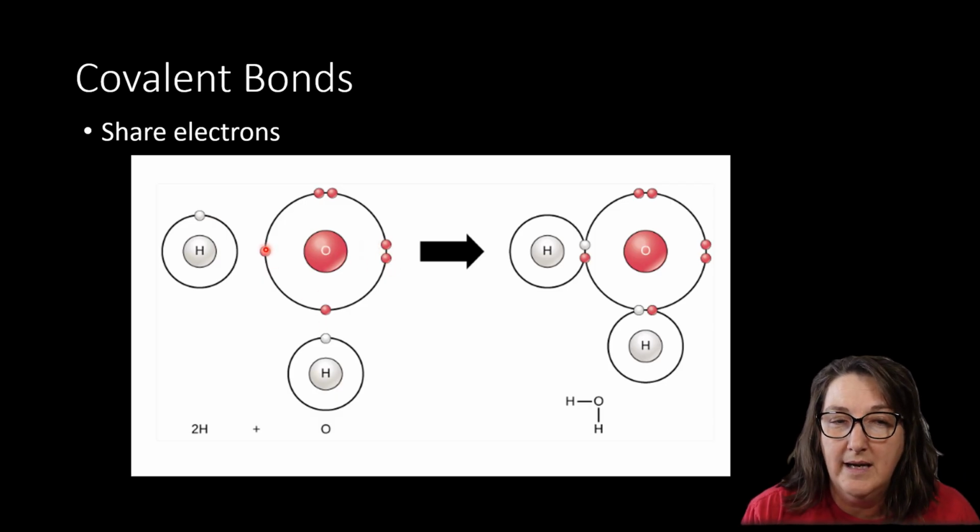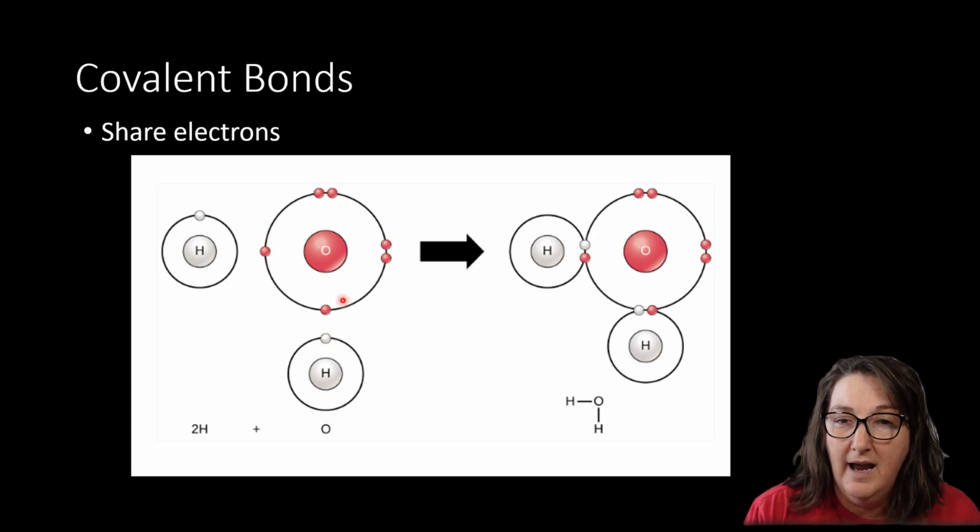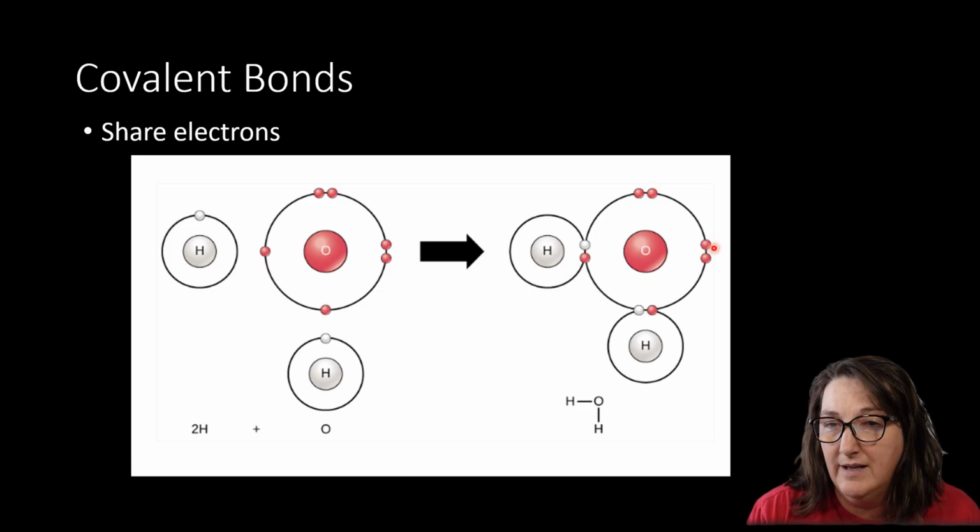And the only way it can get 2 more is from hydrogen. So hydrogen will share one of its electrons. This hydrogen will share one of its electrons. And then oxygen will have its 8: 1, 2, 3, 4, 5, 6, 7, 8.